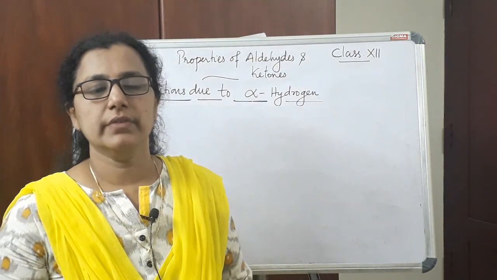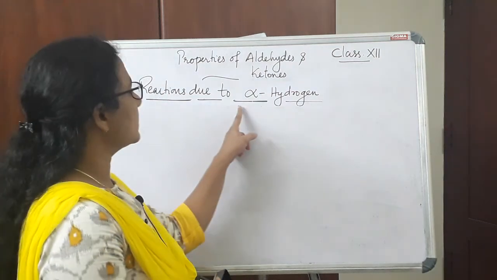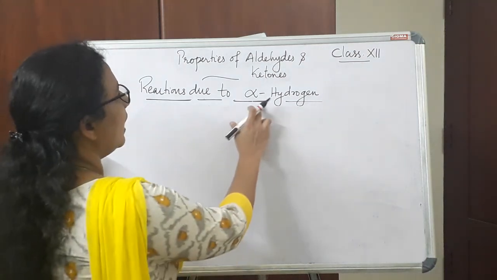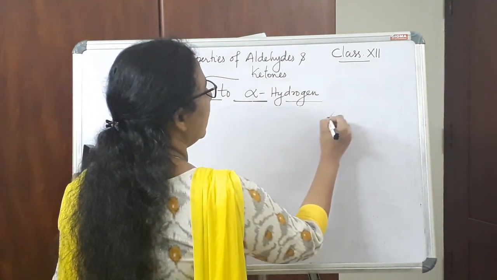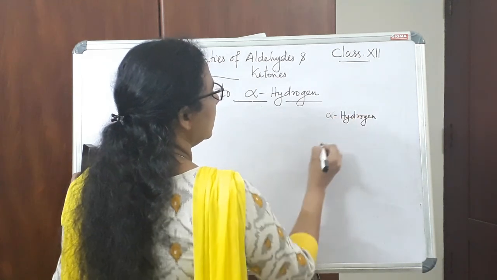Hello students, today we will see another property of aldehydes and ketones, that is reactions due to alpha hydrogen. So there are some reactions due to alpha hydrogen present in aldehydes and ketones. Do you know what alpha hydrogen is? I will show you in the case of acetaldehyde.